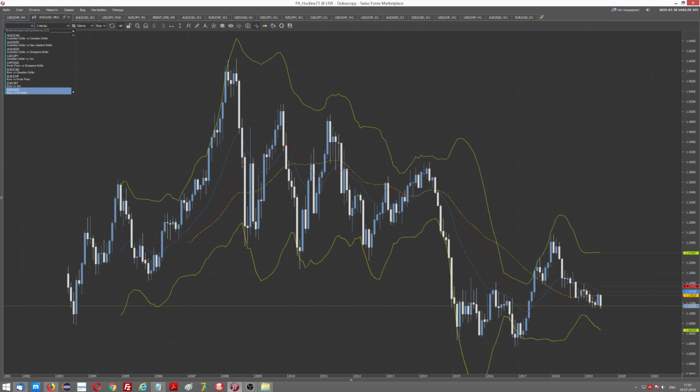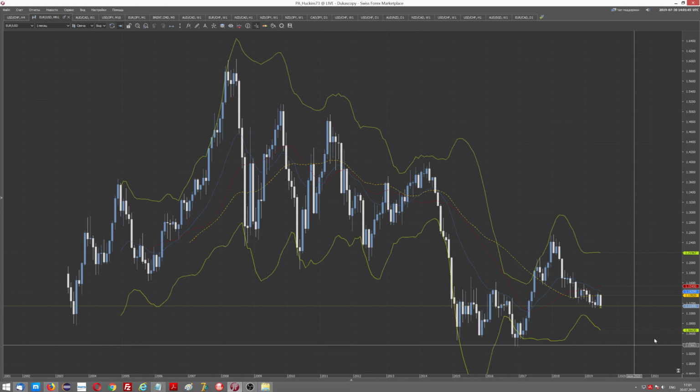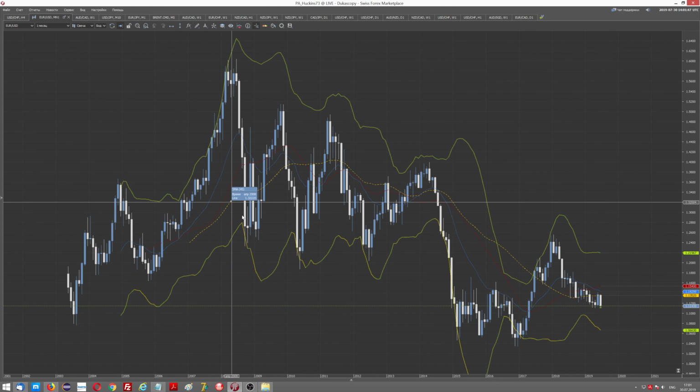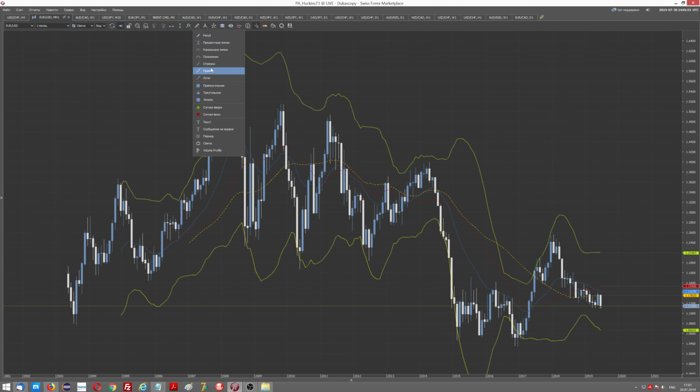Now we look at Euro USD. Euro US dollar, monthly chart. We go up, we go down. Of course, we need to start from the start, what we see.